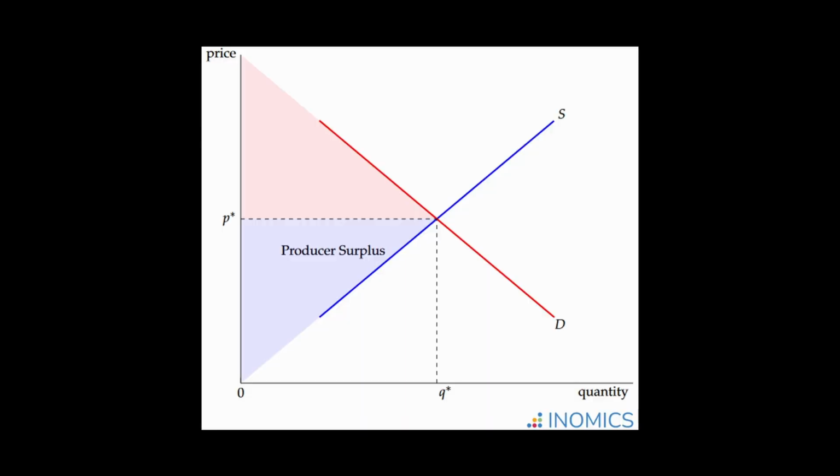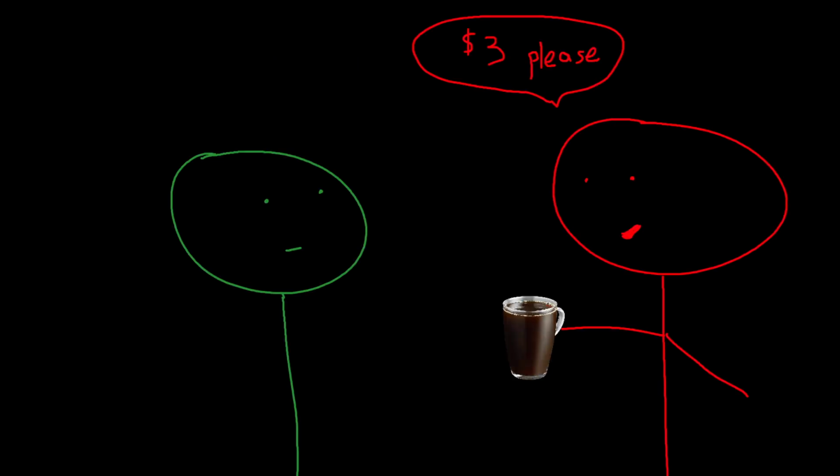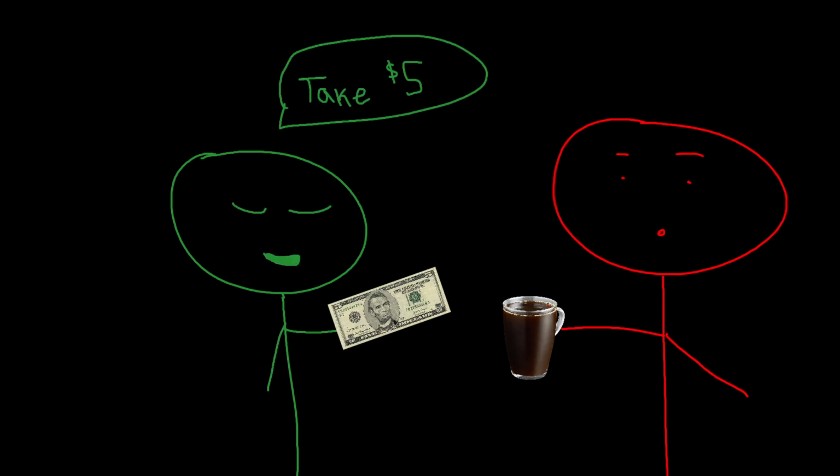Now on to producer surplus. Producer surplus is the difference between the market price and what producers are willing to accept. For example, think to yourself, if a coffee shop is willing to sell a cup of coffee for $3 but sells it for $5, that $2 that they earn, that's what we call producer surplus.